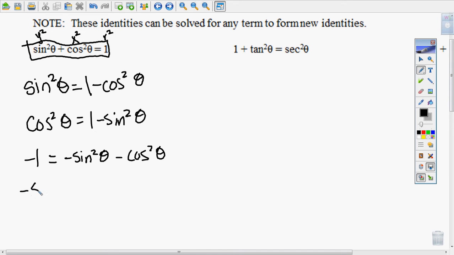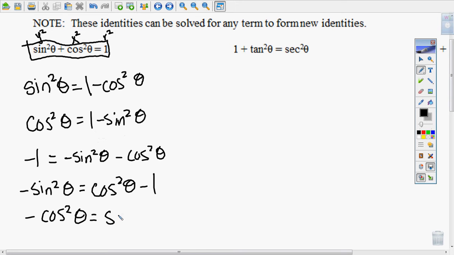Well, what if I wanted negative sine squared theta? How would that affect this? You would have to add cosine squared theta. So I would add cosine squared, and what happens to the 1? It becomes a negative. Good job. So cosine squared theta is positive, and 1 is now a negative. Remember, you're changing their signs. So if I wanted negative cosine squared theta, how would that affect this? The sine is positive. Perfect. Sine squared becomes positive, and 1 becomes negative.